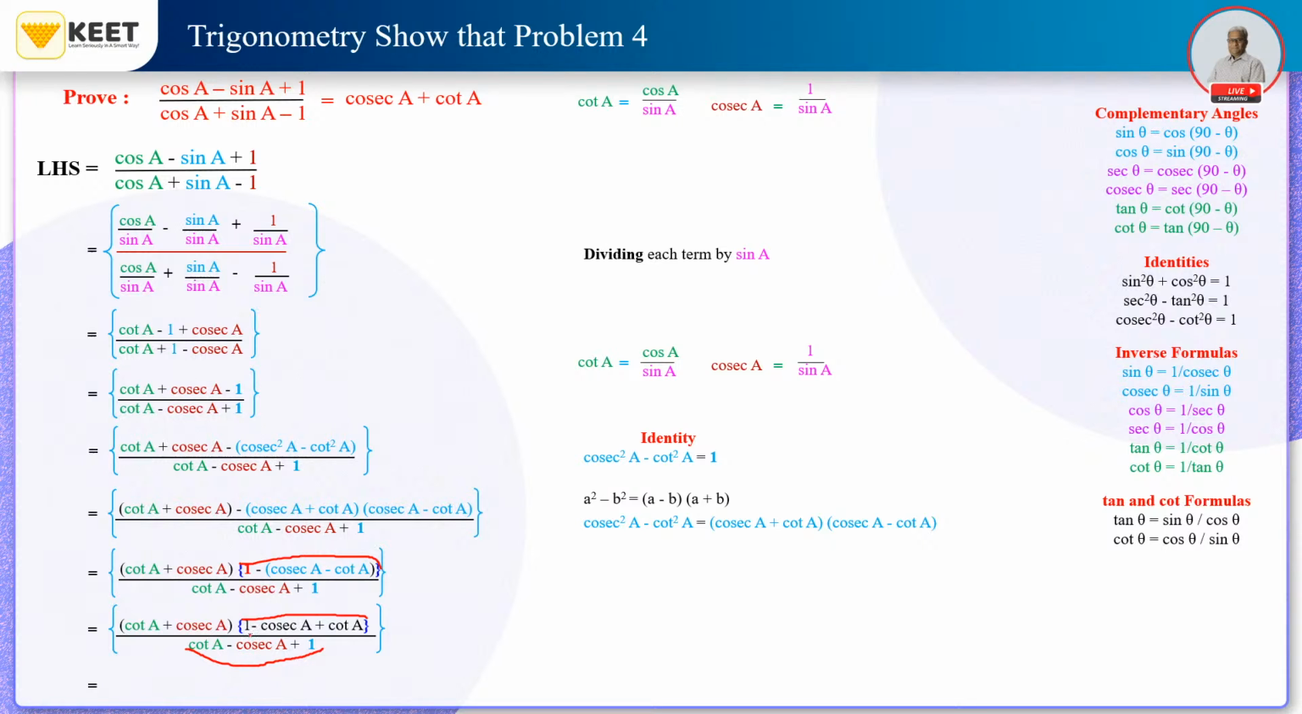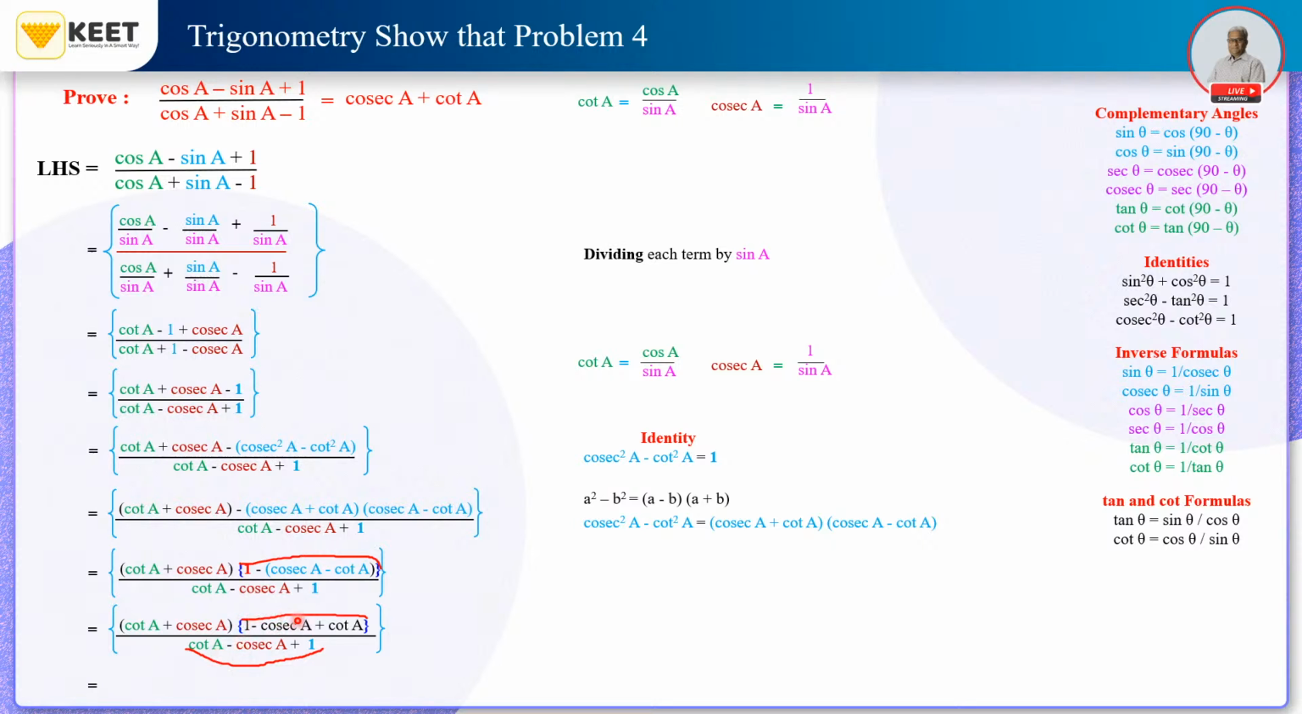So it is what? 1. Here it is 1, and again in the denominator you will get 1. So here we have, this is 1, this is 1, both are plus. Then we have here minus cosec A. In the denominator we have minus cosec A, and plus cot A. Here also we have in the denominator cot A.